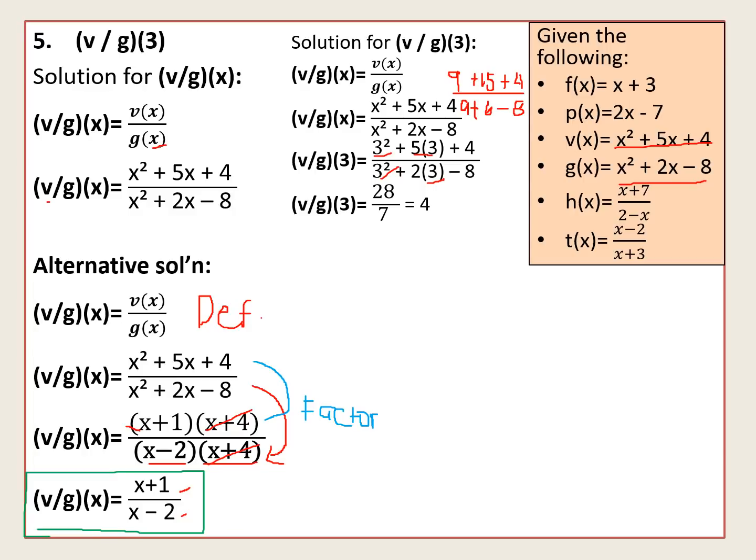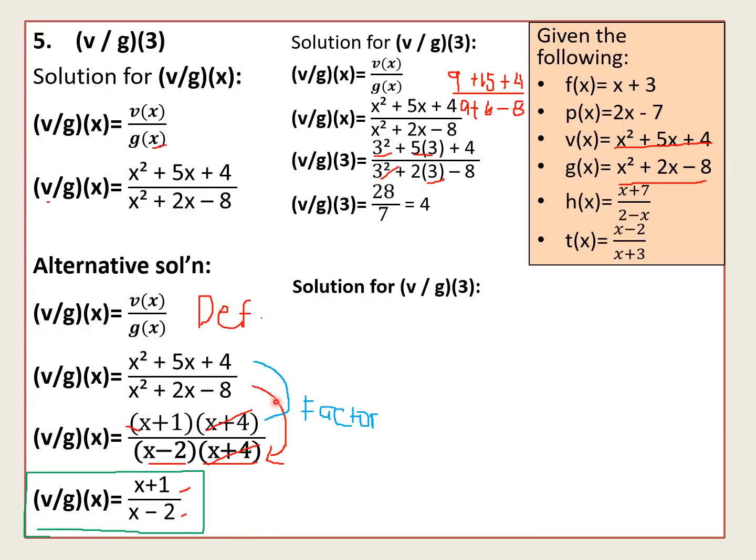So, v over g of x is equal to x plus 1 over x minus 2. This is the simplified expression. That is the alternative solution. Although, I'll be accepting both if I give an activity or exercises like this. Okay? I'll be accepting both solutions. After we get the quotient, what is next? Evaluation.